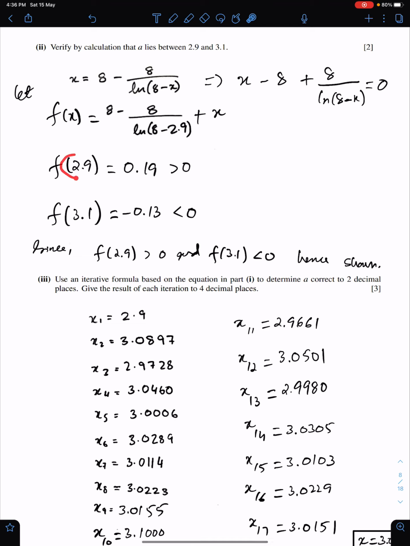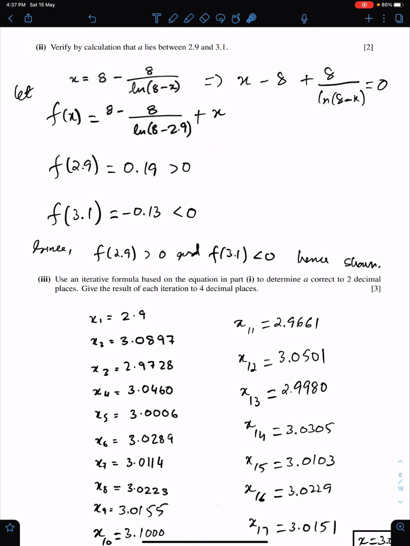Now you need to put 2.9 and 3.1. One answer is positive and the other answer is negative. When one answer is positive, other is negative, that means f of x changes its sign. According to this situation, f of x changes its sign from positive to negative. Hence, the root of f of x lies between 2.9 and 3.1. You can write this short statement as well: since f of 2.9 is positive and f of 3.1 is negative, hence shown.